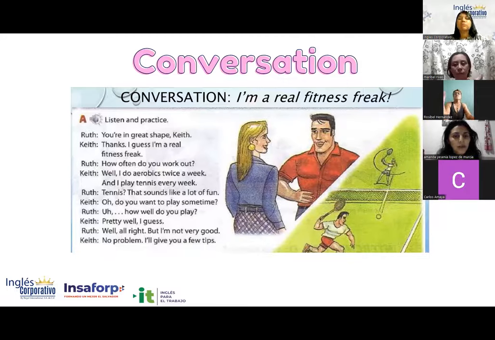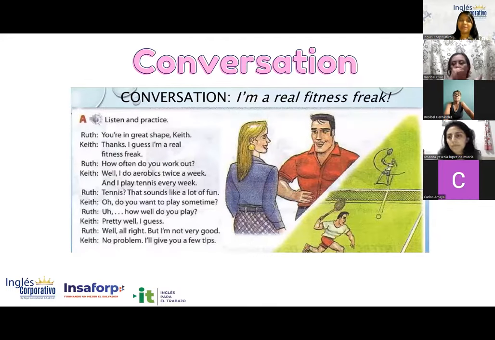You're in great shape, Kate. Thanks. I guess I'm a real fitness freak. How often do you work out? Well, I do aerobics twice a week and I play tennis every week. Tennis? That sounds like a lot of fun. Do you want to play sometime? How well do you play? Pretty well, I guess. Well, all right, but I'm not very good. No problem. I will give you a few tips.